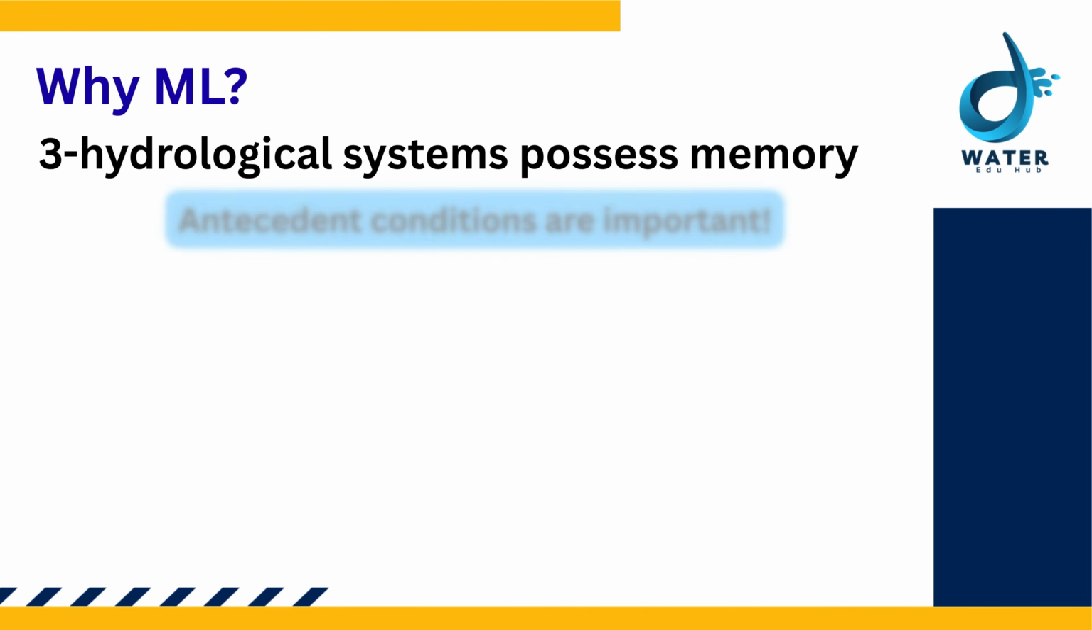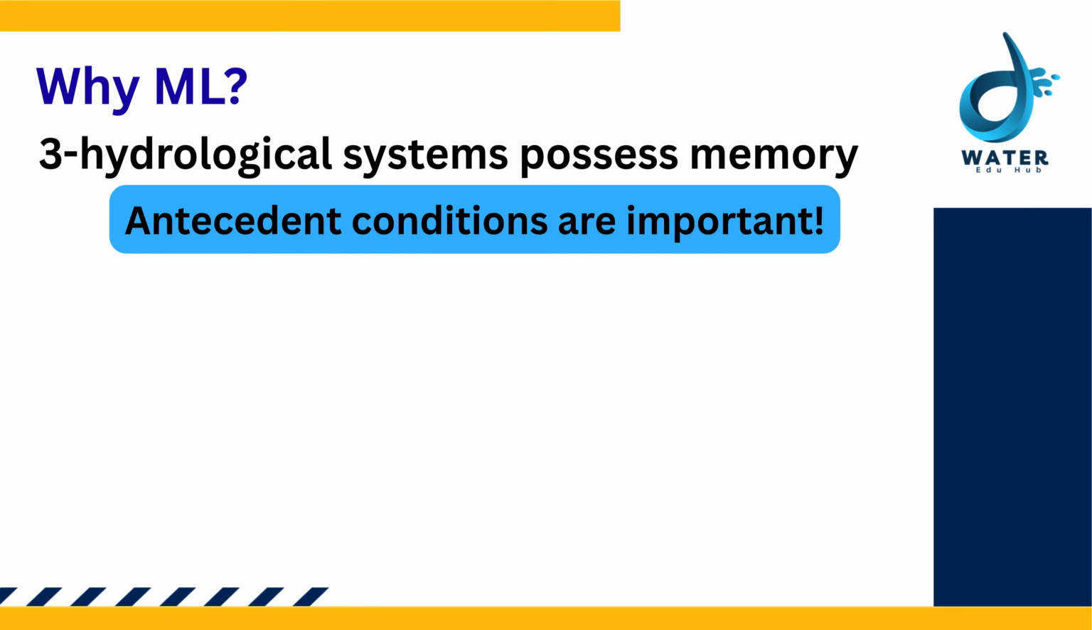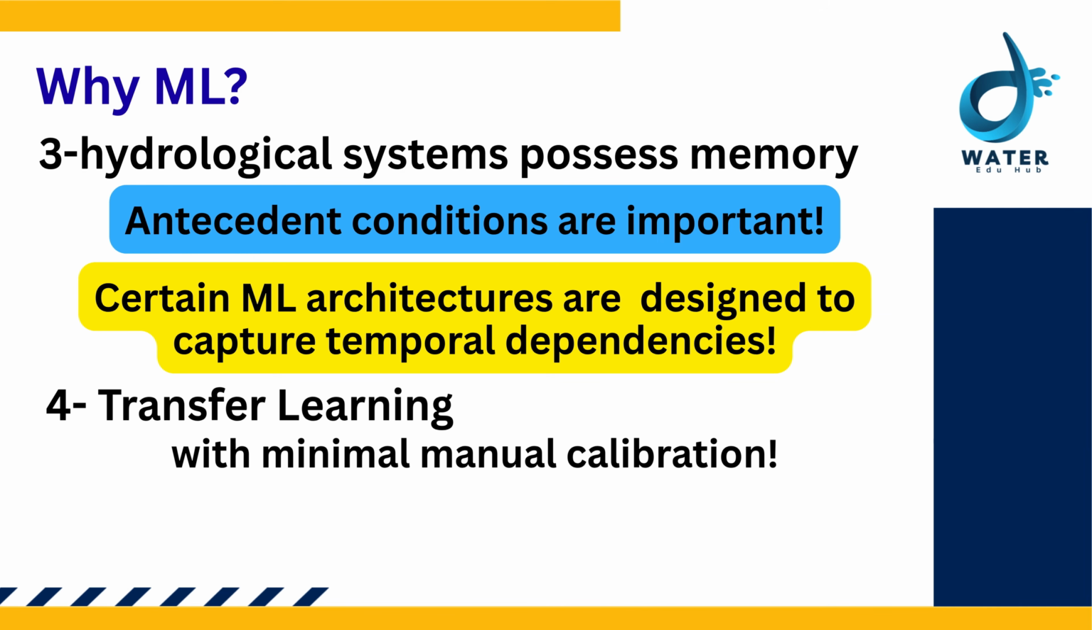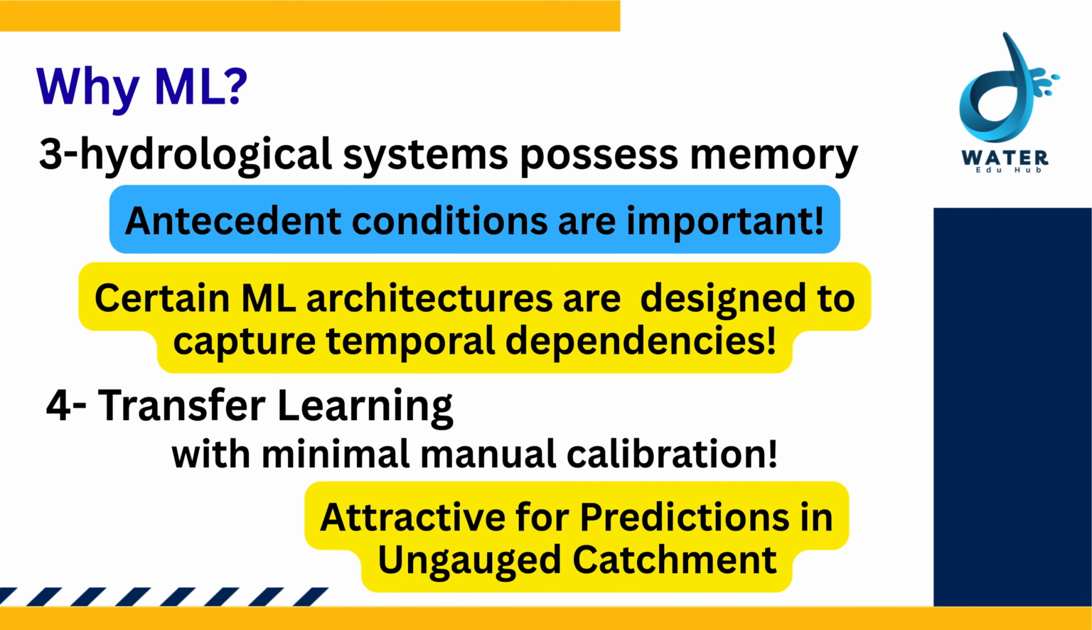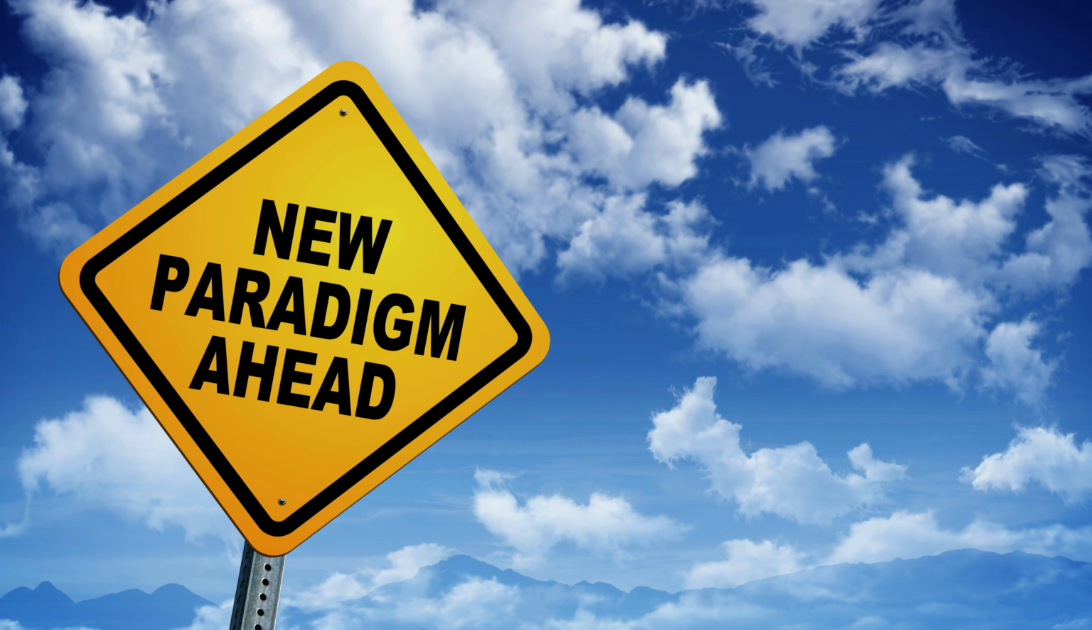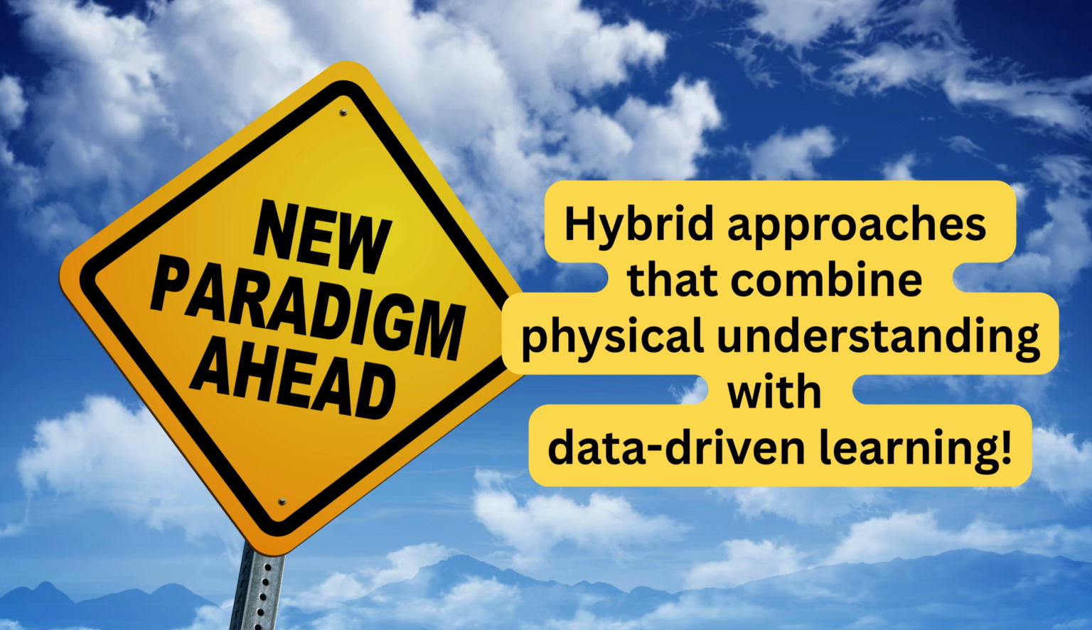Streamflow today depends not only on current rainfall, but also on what happens days, weeks, or even months earlier. Certain machine learning architectures are specifically designed to capture these temporal dependencies. Finally, machine learning models can often be applied across multiple catchments with minimal manual calibration, making them attractive for larger-scale forecasting in ungauged basins. However, it is important to recognize that machine learning is not replacing hydrological science. Increasingly, the focus is shifting towards hybrid approaches that combine physical understanding with data-driven learning.